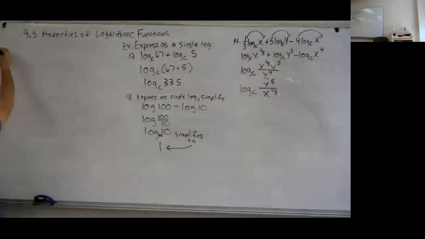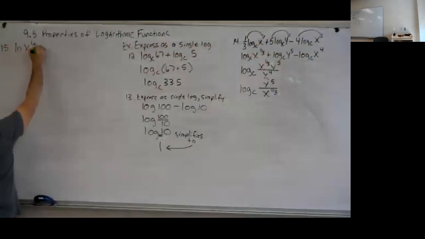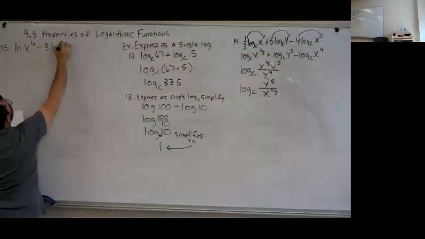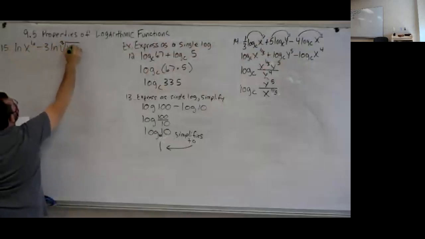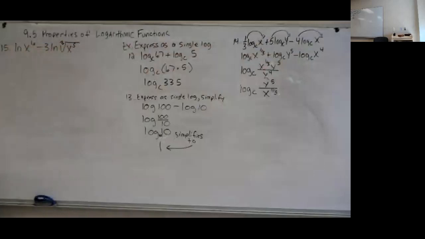All right, 15 is a tricky one. Go see what y'all do on this one. 15 has an ln of x to the 6 minus 3 ln cube root of x to the 5th. So this is the last one I got to worry about a radical on. But y'all, the first thing I'm going to do is get rid of that radical. So I'm going to rewrite this and get rid of the radical. So I got ln of x to the 6 minus 3 ln.